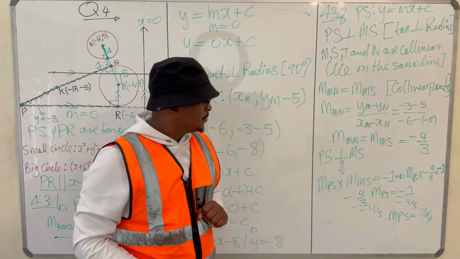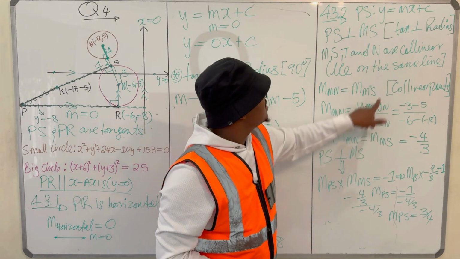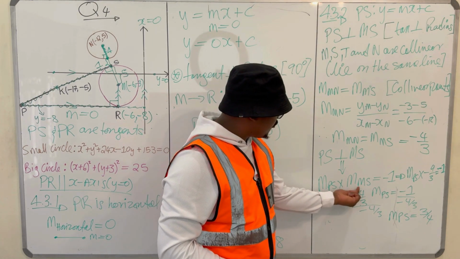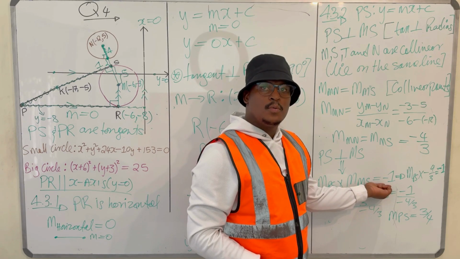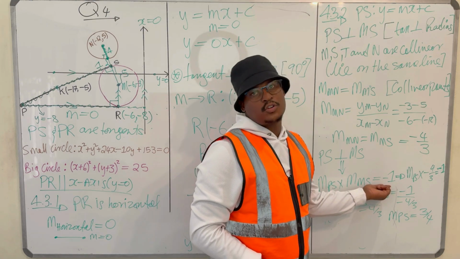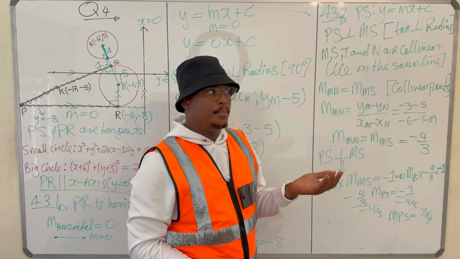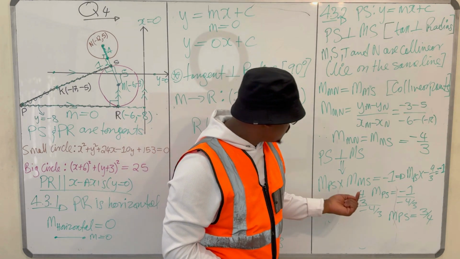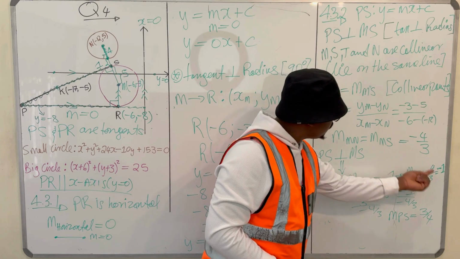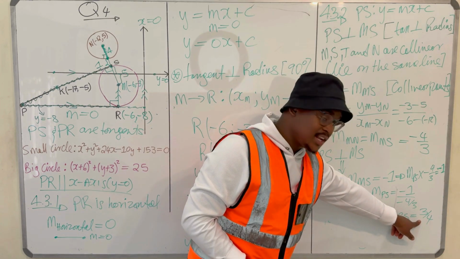I hope this is clear. I said that we know that PS is perpendicular to MS. There is a reason that the tangent is perpendicular to the radius. So if we multiply the gradient of PS and that of MS, it gives us -1, because this property belongs to perpendicular lines. The product of their gradients, provided they are not horizontal and vertical, would be -1. So the gradient of PS times the gradient of MS, which is -4/3, is equal to -1. Then you solve for the gradient of PS and find that it's equal to 3/4.